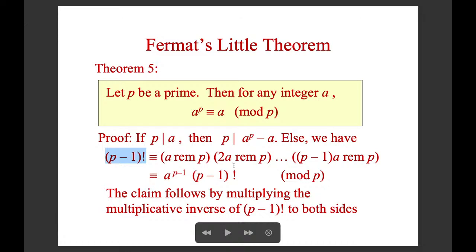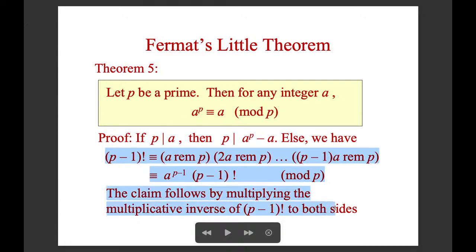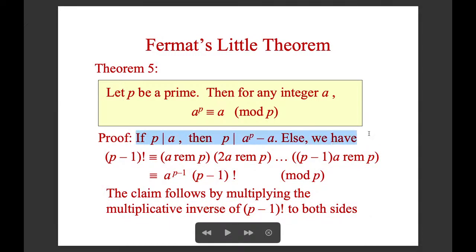Divide both sides by (p minus 1) factorial, we will get 1 is equivalent to a to the power p minus 1. And after that, we multiply both sides by a, then we get a to the power p is the same as a. So this part handles the case where p does not divide a, and this part handles the case where p divides a. Okay? So this is called Fermat's little theorem.